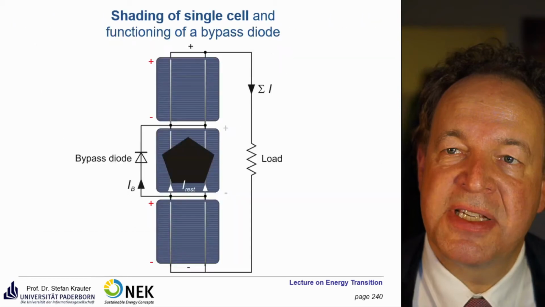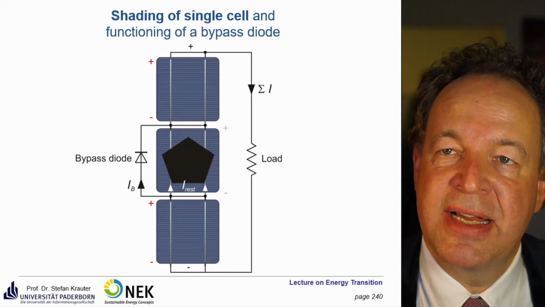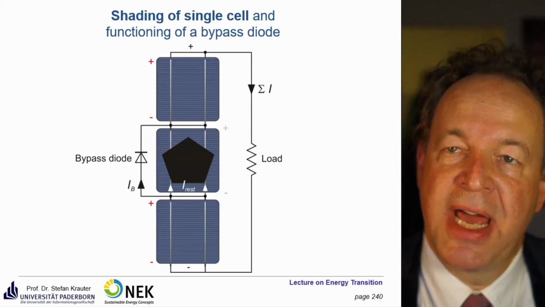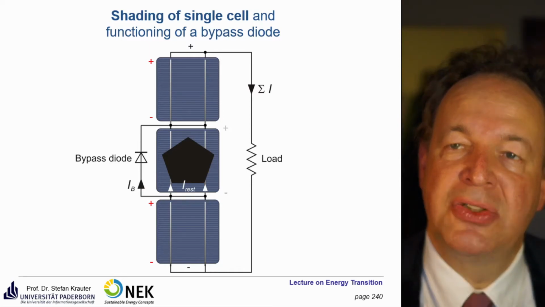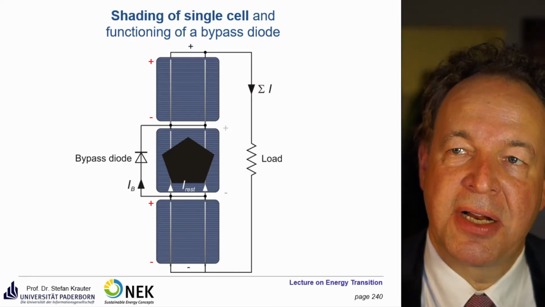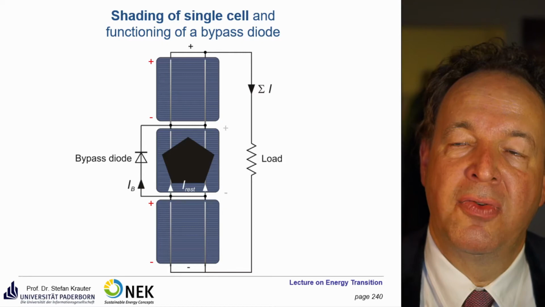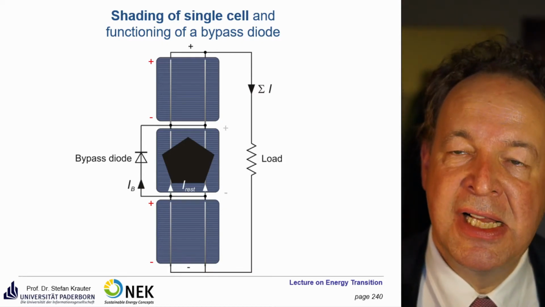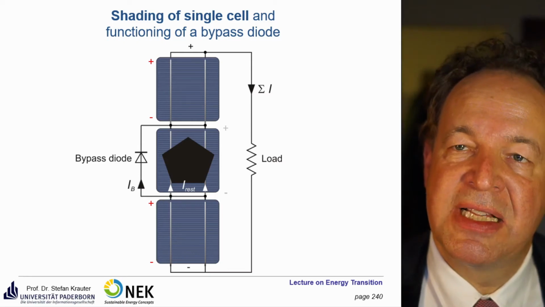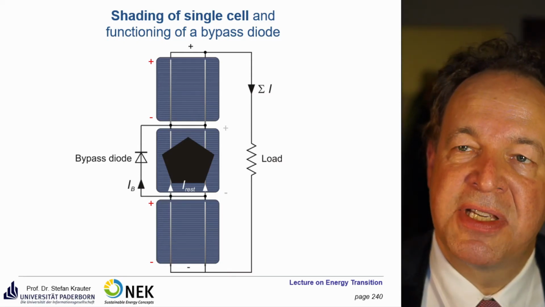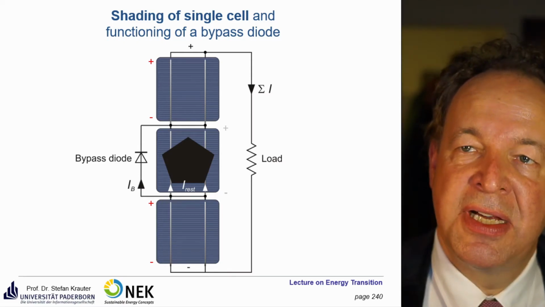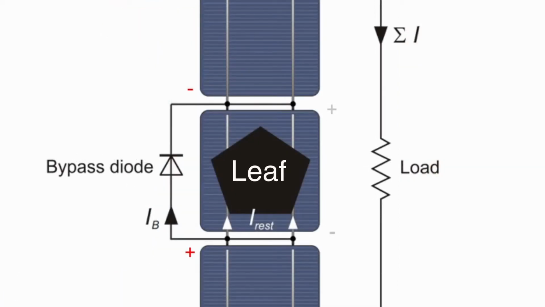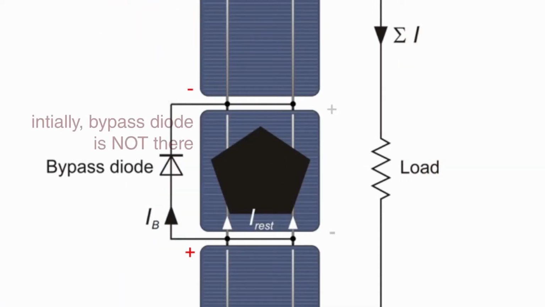How to overcome this? So-called bypass diodes. You interconnect a diode in parallel to each cell. Theoretically. In practice, you use the bypass diodes over a string or several strings, but ideally it would be over every cell. And here we have it on the middle cell. We have a handicapped cell, with a leaf on the cell, and the current is reduced through that.